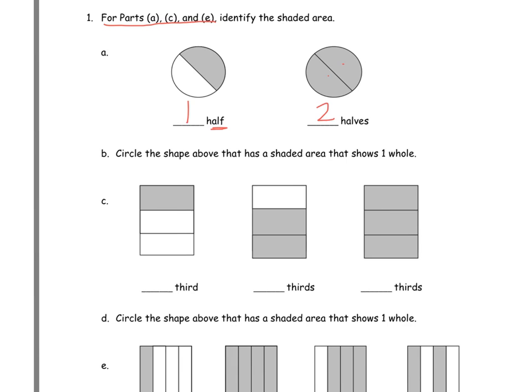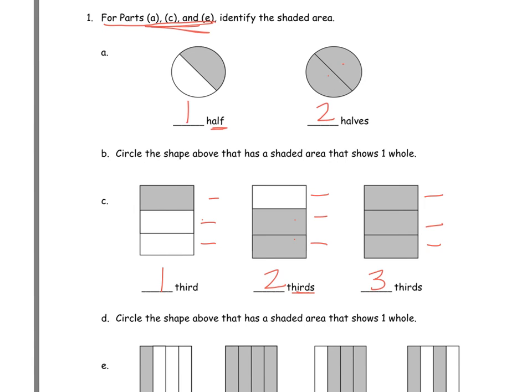Down below for C, because I'm going to try to do all of the parts for part 1 first, I see that there's 1, 2, 3, so we're thirds and only one of them are shaded. For the next one, it's 1, 2, 3 parts or thirds, and 2 are shaded. And I have 1, 2, 3 equal parts, and all 3 are shaded.